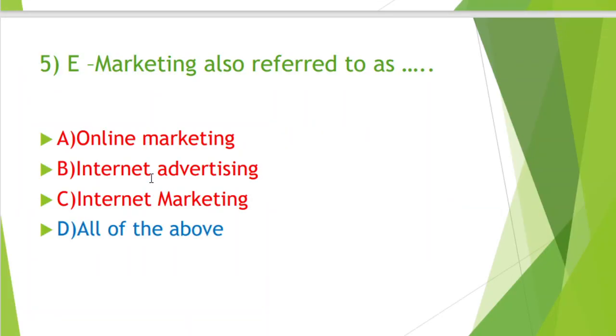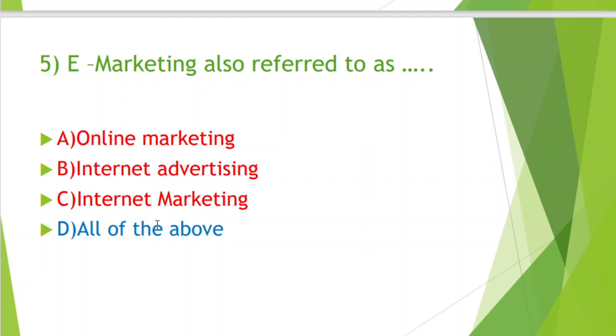Then fifth question, e-marketing also referred to as, four options. Number one, online marketing, internet advertising, internet marketing, all of the above. E-marketing can be referred to as online marketing, or you can call it internet advertising. That is also correct. Internet marketing. So you can say that the correct answer is all of the above.